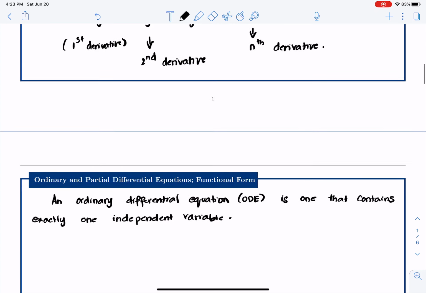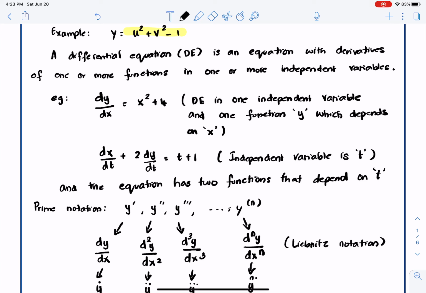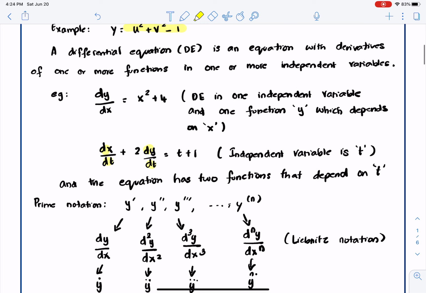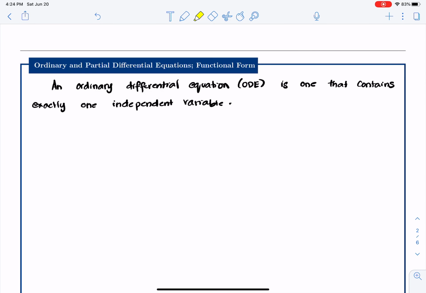Now keep in mind, we've already mentioned that a differential equation could have more than one function in it. So if we go back to the example that I suggested over here, I have a case where I have dx over dt, dy over dt. t is the independent variable, but there are two functions, x and y, that depend on t. Now, is that an ordinary differential equation? It is, because there is only one independent variable. So if there is only one independent variable, then we call it an ordinary differential equation.